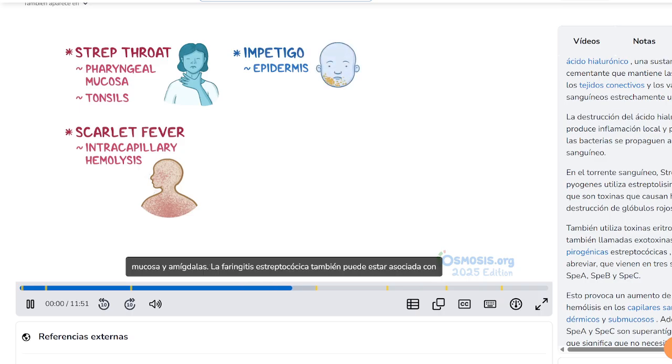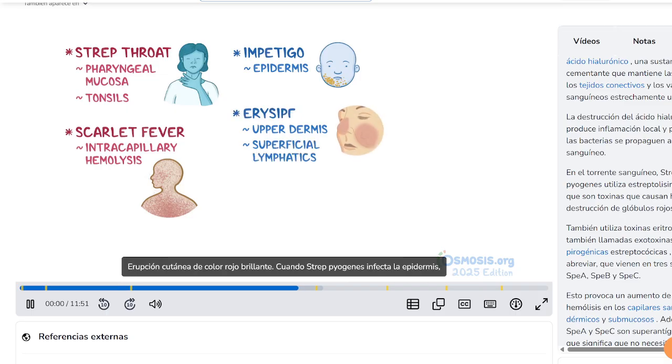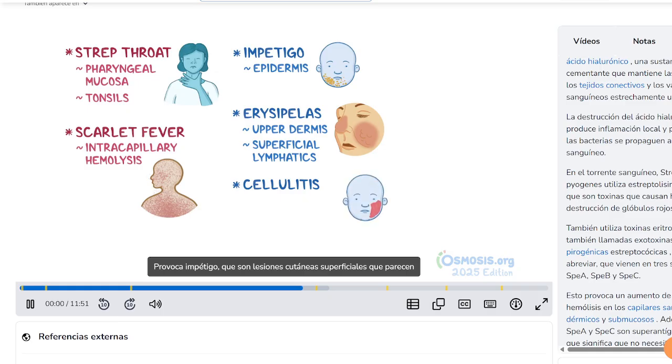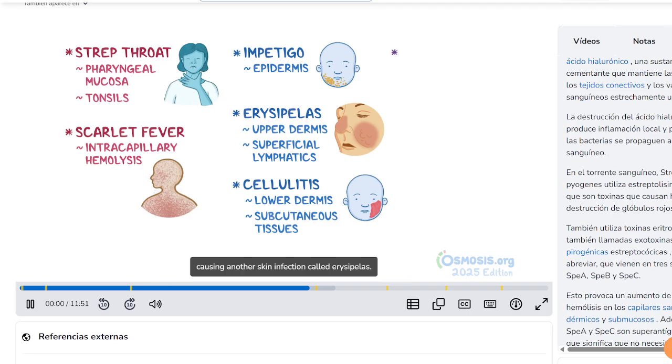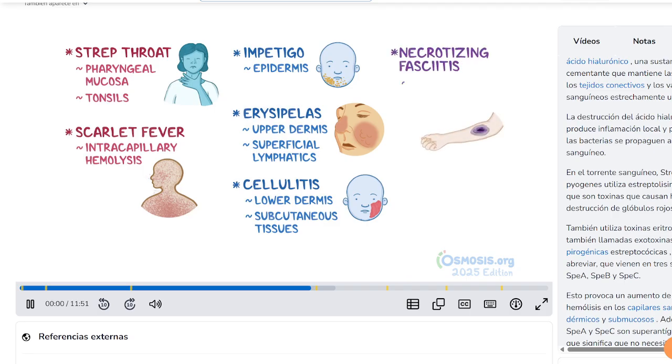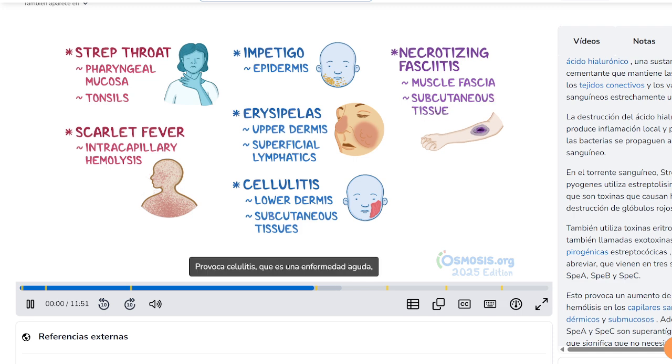When Strep pyogenes infects the epidermis, it causes impetigo, which are superficial skin lesions that look like honey clusters. If the bacteria invades deeper, it can infect the upper dermis and superficial lymphatics, causing another skin infection called erysipelas. If it gets to the lower dermis, it causes cellulitis, which is an acute, painful, quick-spreading infection of the lower dermis and subcutaneous tissues. Sometimes, the infection can spread even deeper to the muscle fascia, causing necrotizing fasciitis, which is when the muscle fascia and subcutaneous tissue are destroyed in a process called necrosis.